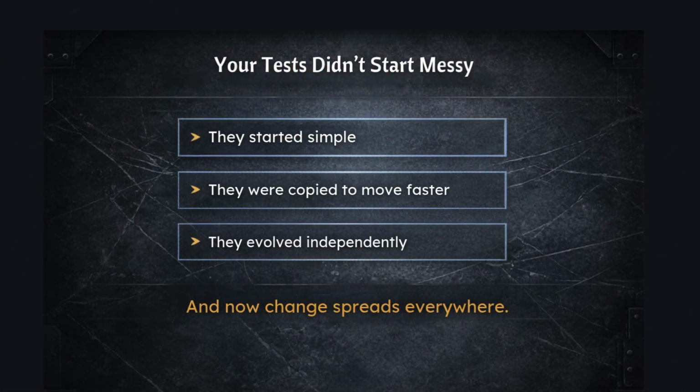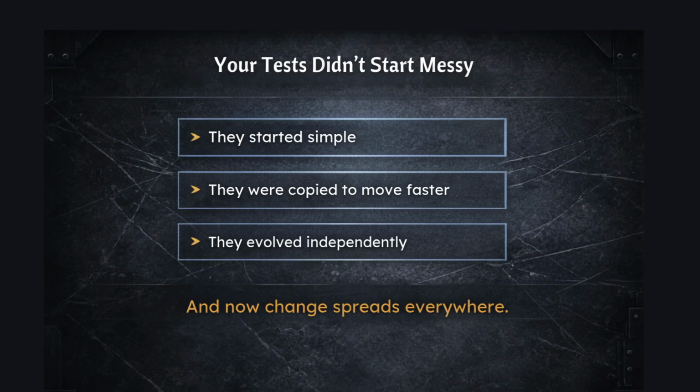What's interesting is most test suites don't start messy. They start simple. One clean implementation, everything makes sense. Then the team needs to move faster, so they copy what already works. And over time, those copies evolve independently. And now change spreads everywhere. You change one thing, and suddenly you're touching 5 tests, then 10. Then you're not even sure what's connected anymore.